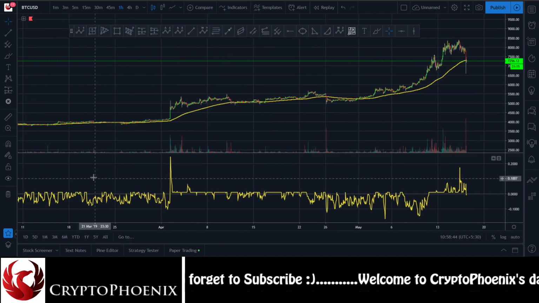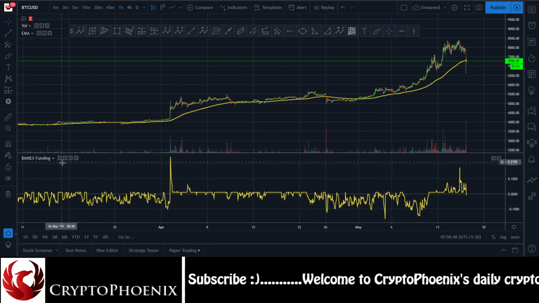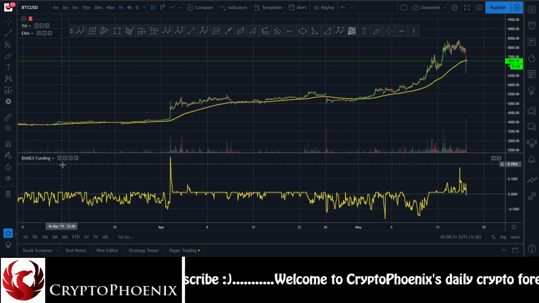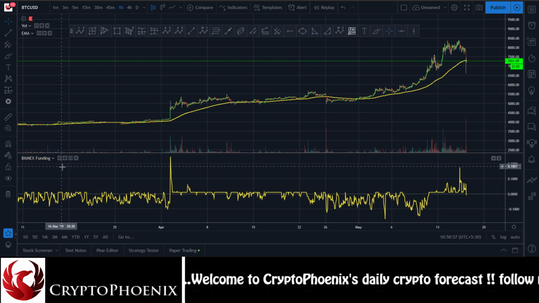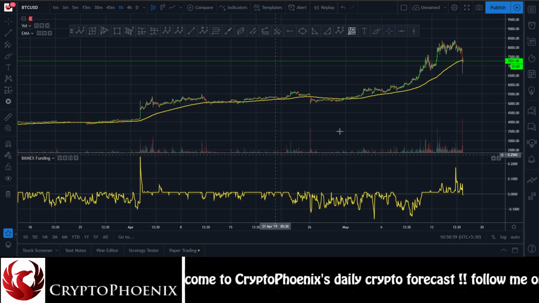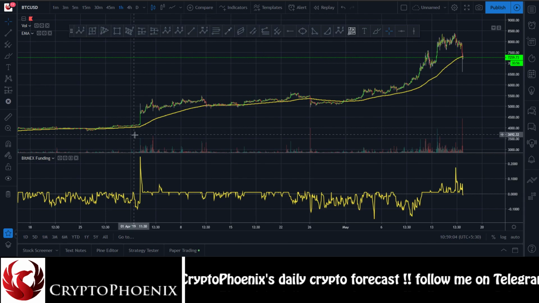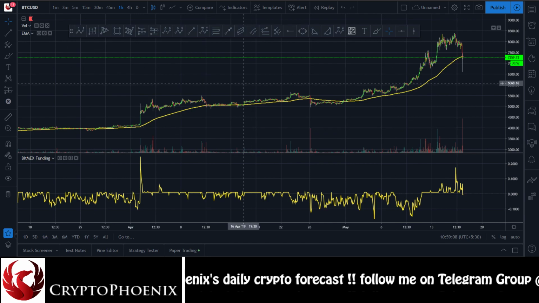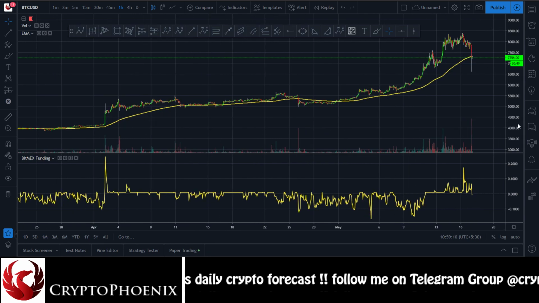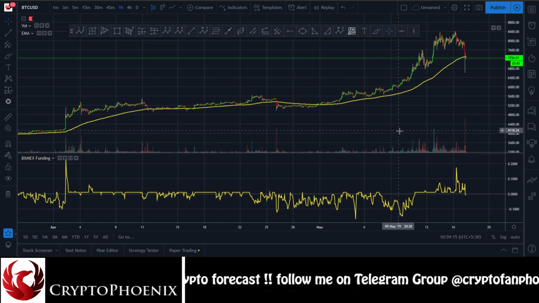This is the indicator where you can find the BitMEX funding rate. I will put the link in the description. You can add it on your TradingView and try to figure out this strategy. This indicator is just the BitMEX funding rate, and it's available in the public library, so it's free. All right, let's look at the strategy.